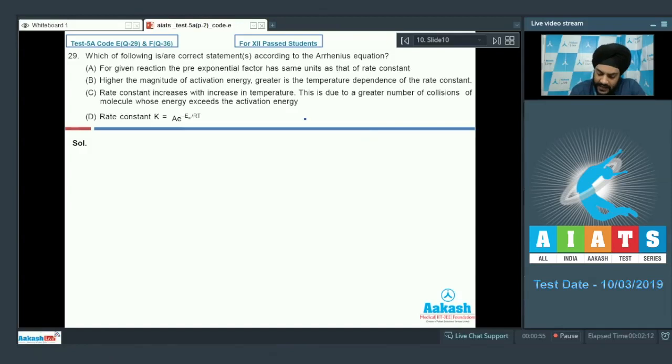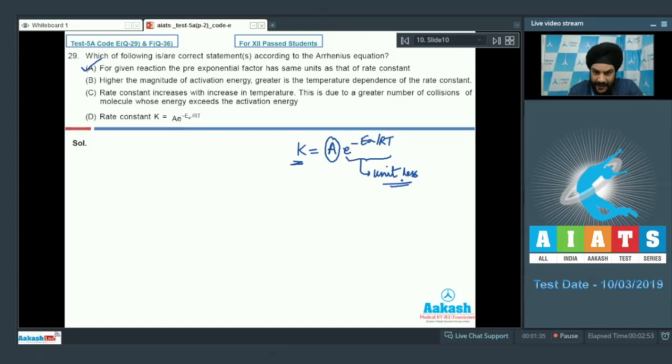If we talk about the Arrhenius equation, it says that the rate constant K is given by A into e to the power minus EA by RT, where EA is the activation energy. Now option A: for a given reaction, the pre-exponential factor has the same units as that of the rate constant. The units of A shall be equal to the units of K, because the exponential is a unitless quantity. So the first statement is correct.